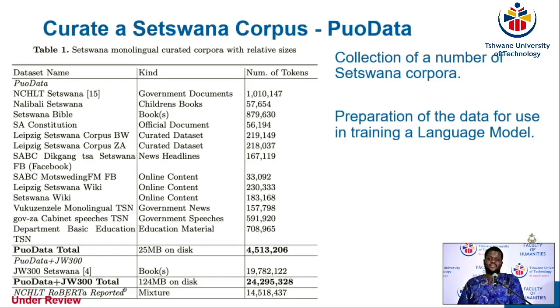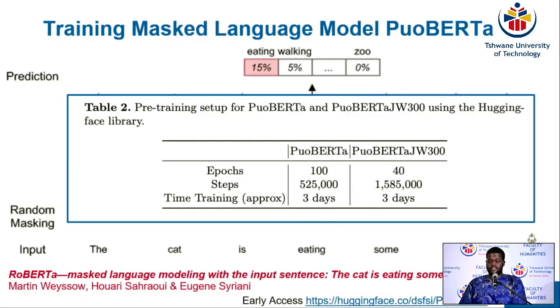One thing you will note about JW300 Setswana: I said there's 4.5 million words, tokens, inside the Puo Data without JW300. JW300, just by itself, just the things that come from the Jehovah's Witnesses, is almost 20 million. Four times as much. But it's religiously biased. It won't tell you a lot of things, especially outside religion. So if you add the two, you get to 25 million. And then there's also NCHLT that is coming from CTEXT and SADiLaR. They said they had 14 million tokens in their model that I'll show. What can you do? We can build this thing.